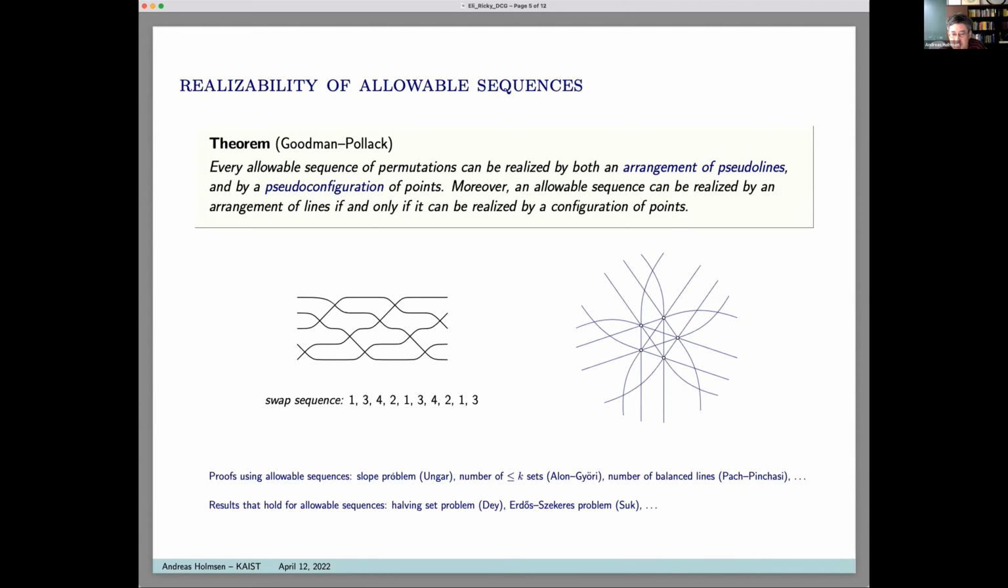Most notably, I think, the slope problem solved by Peter Ungar. It's such a beautiful proof. It was included in Aigner and Ziegler's Proofs from the Book, so this is a true classic. But there are many other problems where allowable sequences were used. Alon and Ury counted the exact maximum number of at most k-sets, the number of balanced lines. This was Pach and Pinchasi, and there are many other places where these allowable sequences are used.